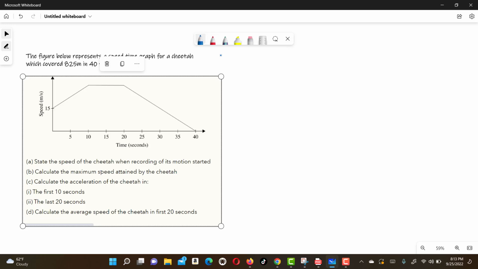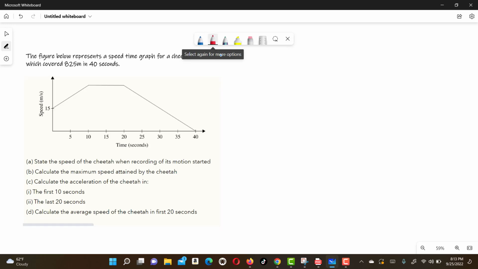The figure below represents a speed-time graph for a cheetah which covered 825 meters in 40 seconds. So the distance from here to there is 825. Now the first question is asking us to state the speed of the cheetah when recording of its motion started. That is, when the time was 0, what was the speed in meters per second?